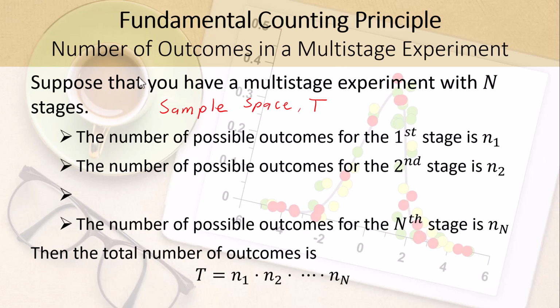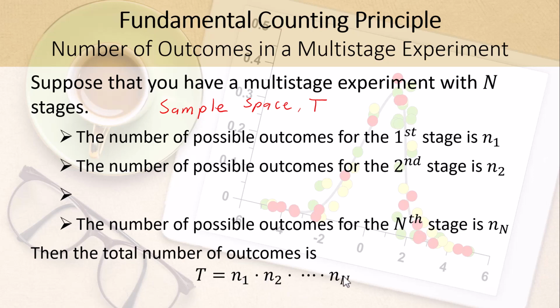Okay, so suppose that you have a multi-stage experiment with n stages. And suppose that the number of possible outcomes for the first stage is, well, let's call it n sub 1. And the number of outcomes for the second stage is n sub 2, all the way down to the number of outcomes for the nth stage, which is n sub n. Then the total number of outcomes is going to be the product of all the outcomes in each stage.